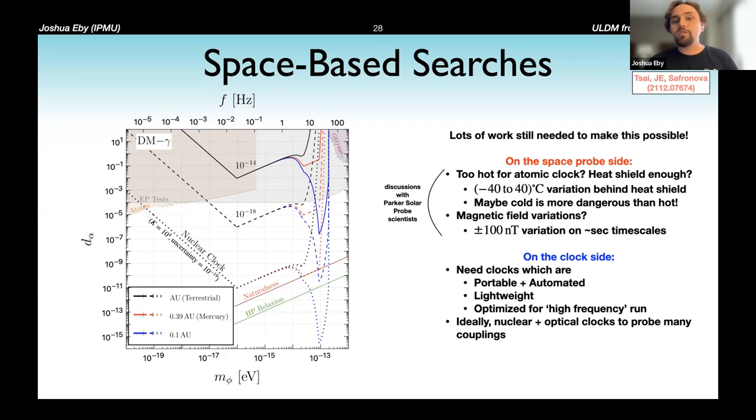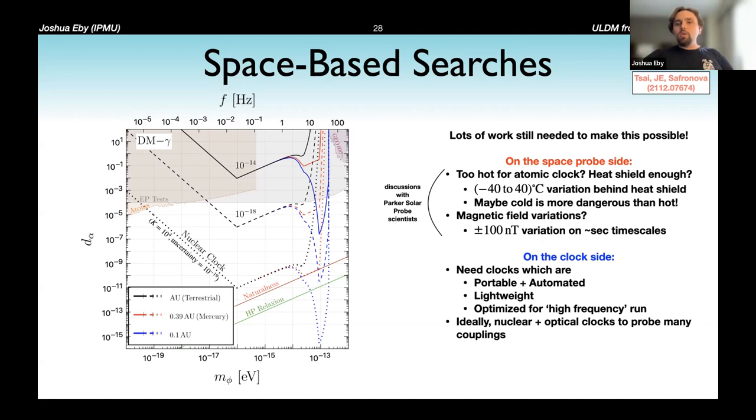So we did discuss with Parker Solar Probe scientists to understand a bit more what they have done and what is possible. And I was actually surprised at how not just helpful, but excited they were. They thought it was a cool idea. They pointed out that actually the heat shield is amazing. The temperature variation is only maybe minus 40 to 40 degrees Celsius, and an atomic clock can totally operate at 40 degrees Celsius, my clock friends tell me. So actually the cold temperatures might be more dangerous than the hot temperatures. And similarly, the magnetic field variations are pretty well under control. And of course, you could put special shielding if there are certain frequency ranges that are especially dangerous.